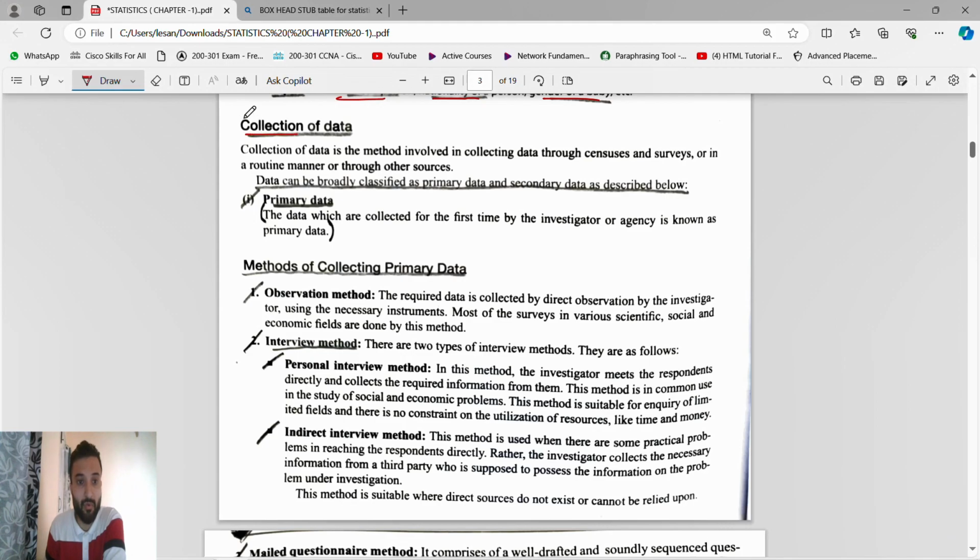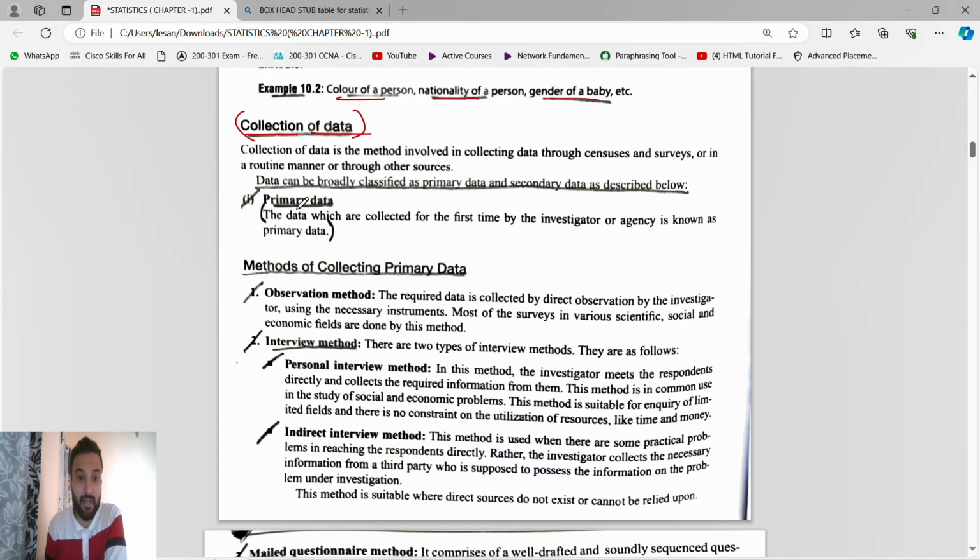Now the first thing we will do for the data is collection of data. Collection of data is of two types, primary and secondary. Collection of data is classified as primary data and secondary data. Primary data means the data which are collected for the first time by the investigator or agency, means you are collecting the primary data for the very first time.